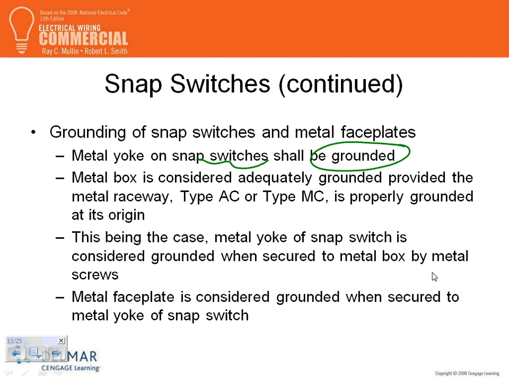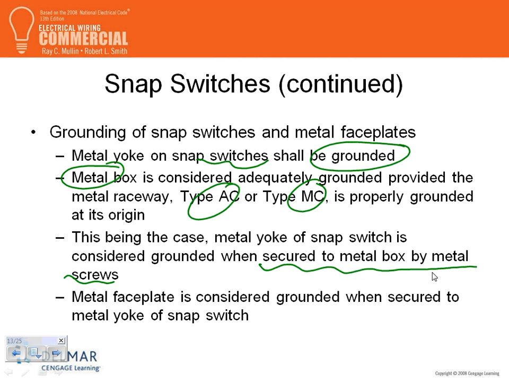The metal box also has to be grounded. If you're using MC cable or AC cable, it depends upon the shield. With the AC cable, with that little stripe, ground the box and the device. MC cable has its own ground. This is interesting, might be on the test tomorrow. Secured, this particular one, secured to the metal box by screws.